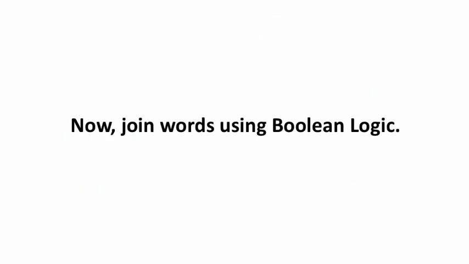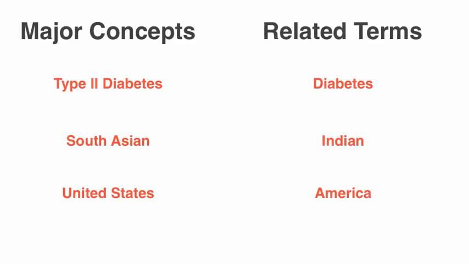All right, so now that we have our major concepts and we've brainstormed some related words, we want to join the words together in a logical way using Boolean logic. So I'm going to join the major concepts using the word and. So type 2 diabetes and South Asian and United States, because I want any resource that has all three of those concepts. I don't want things with just type 2 diabetes and South Asian. I want type 2 diabetes and South Asian and the United States. They have to have all three of those concepts in them.